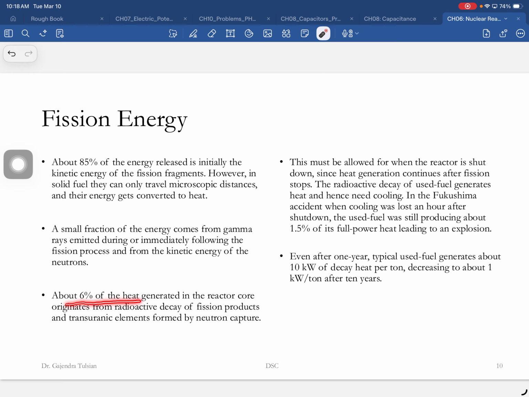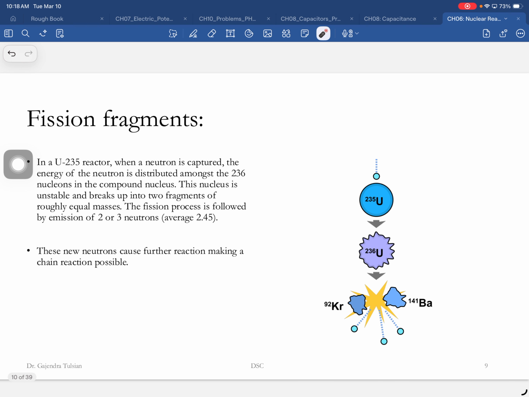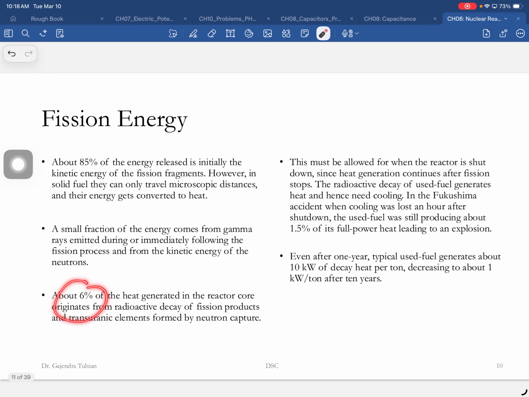About 6% of the heat generated in the reactor core originates from radioactive decay of fission products and transuranic elements formed by neutron capture. Here is a safety concern. Even after you shut off a nuclear reactor, if it has been running for a while, these products are radioactive, and so they're still producing quite a bit of heat. If you don't have a mechanism for removing this heat, then it can cause problems.